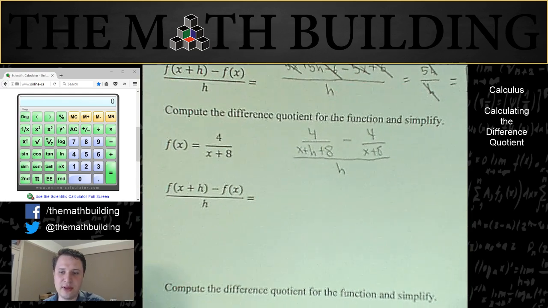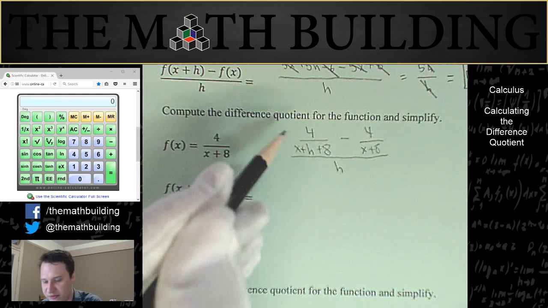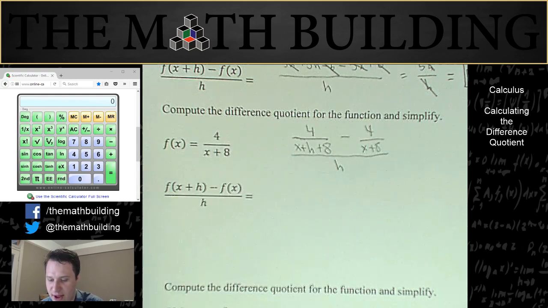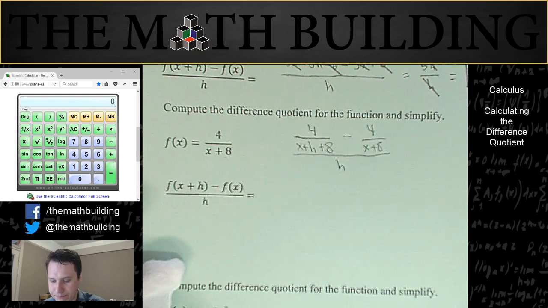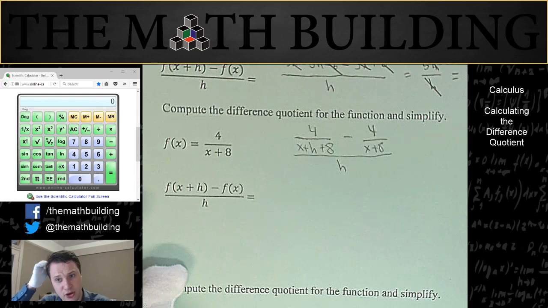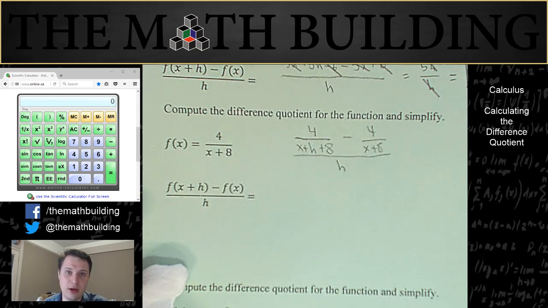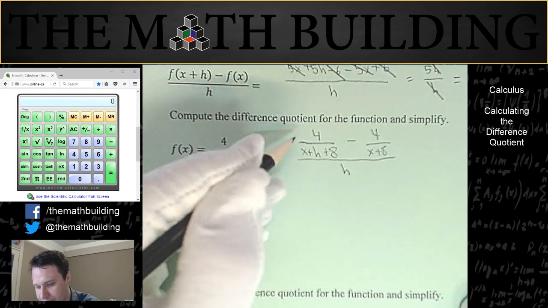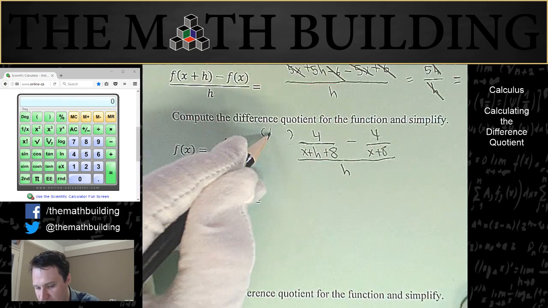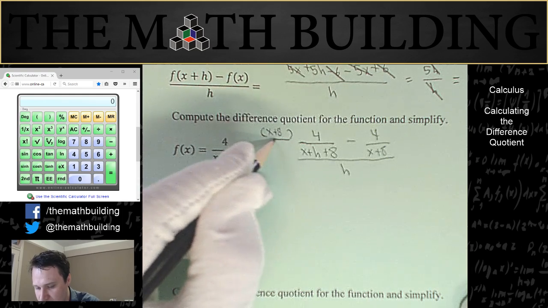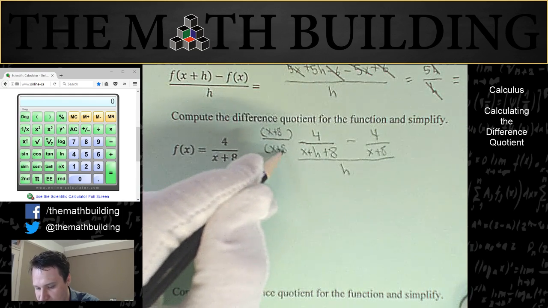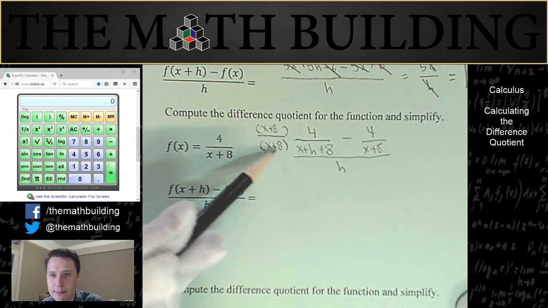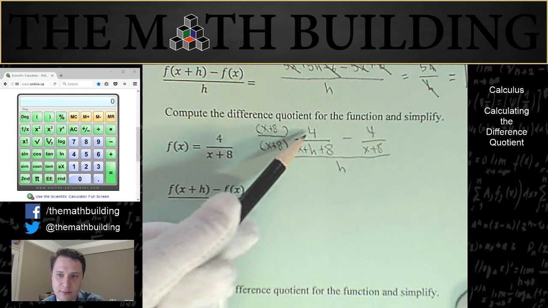Okay, so now we're going to need to use some algebra to simplify this a little bit. And what we want to do is subtract these two fractions. And we can only subtract fractions if they have the same denominator. So here's what I'm going to do. I'm going to take this x plus 8, and I'm going to multiply this fraction on the left by x plus 8 over x plus 8. Okay? Do you see how I did that? So I'm only multiplying by 1, so I'm not changing this fraction.